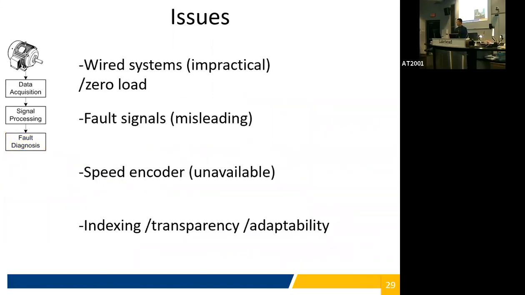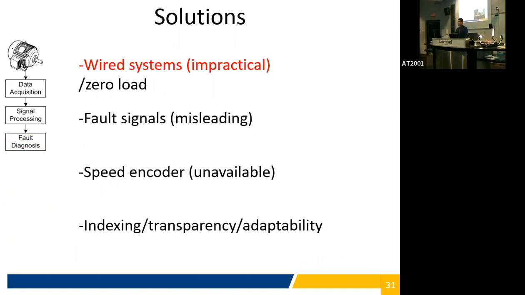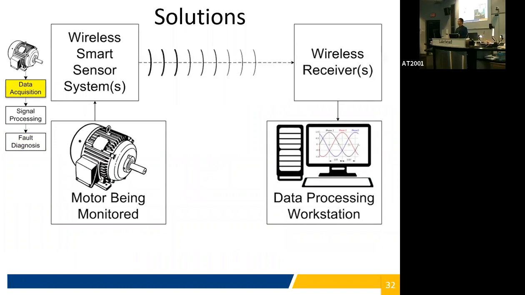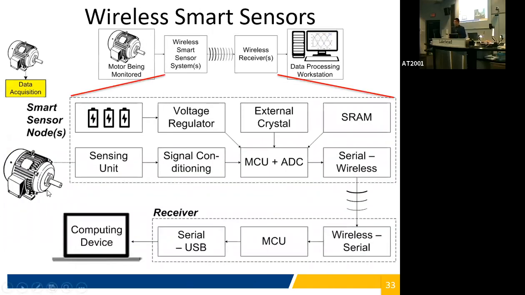So the issues are summed up here, and let's look into solutions to these problems. As far as data acquisition is concerned, the wireless system problem can be solved by using wireless smart sensor systems. So what it essentially is, is a system where we do the data collection, the signal conditioning, and all the related aspects of getting a good signal and send it wirelessly to a receiver connected to any computing device. It could be a computer, it could be a cell phone, or a tablet.